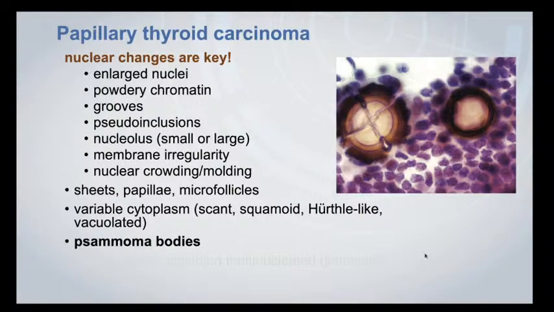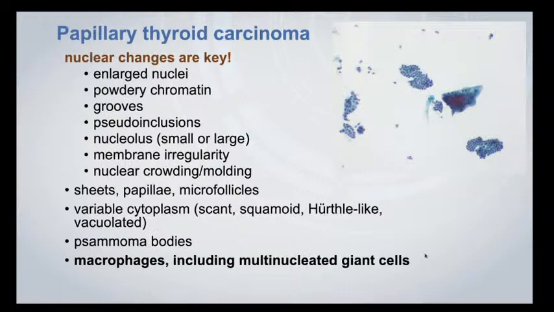Finally, many, if not all, FNAs from PTCs will show some psammoma bodies, which I'm sure you're all familiar with. And some PTCs are partially cystic and will have lots of macrophages, and many of them include multinucleated giant cells, as seen here. These giant cells are not tumor giant cells. These are host response macrophages. These stain with macrophage markers like CD68 and PU.1, and they are negative for thyroglobulin and TTF1.